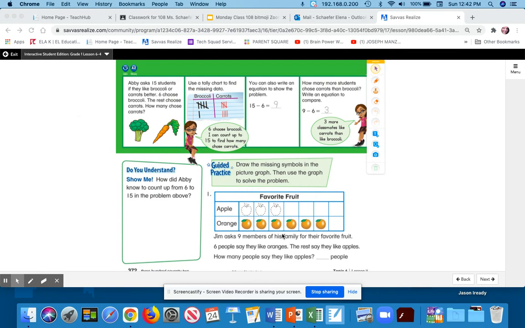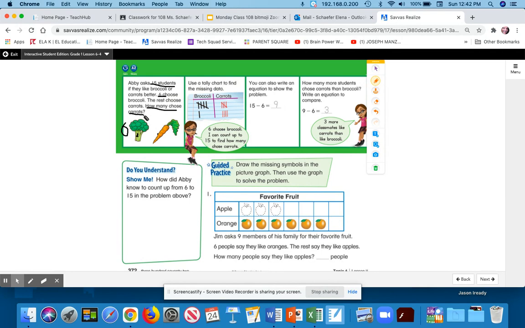Abby asks 15 students if they like broccoli or carrots better. 6 choose broccoli, the rest choose carrots. How many choose carrots? Well, I want to think about what I know. I know Abby asks 15 students if they like broccoli or if they like carrots. 6 choose broccoli. So I know 6 students that she asked like broccoli. I can just maybe mark it so I know. The rest choose carrots. How many choose carrots?